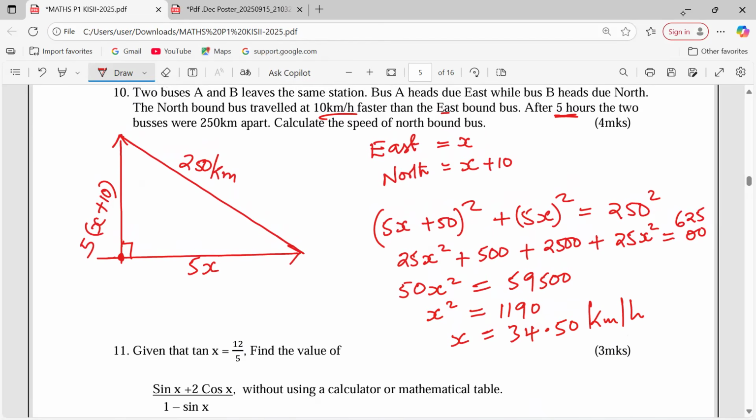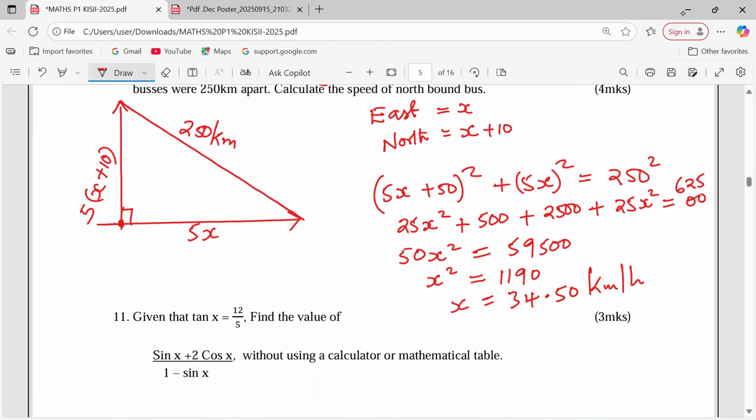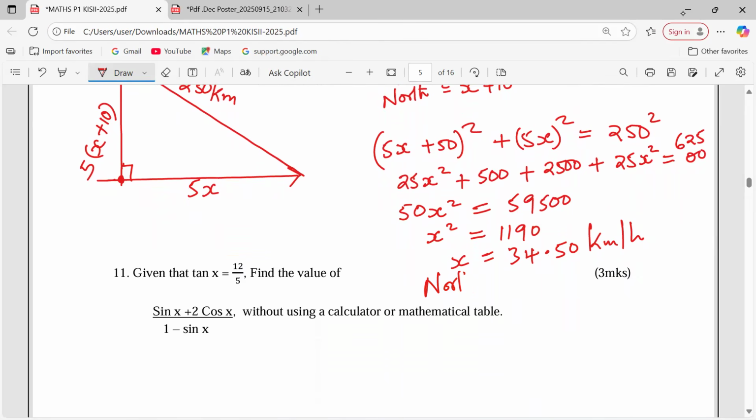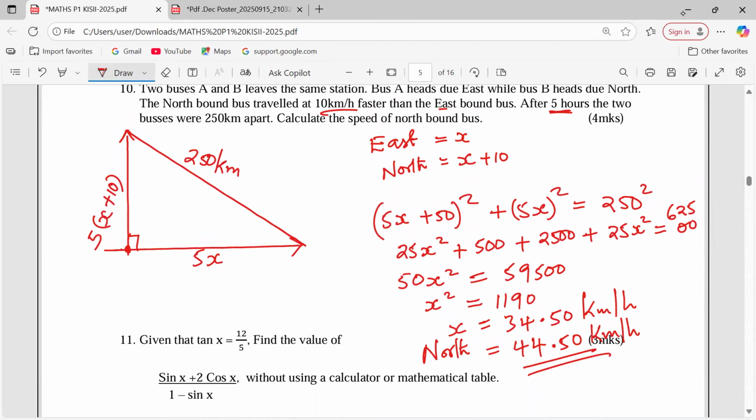So that is it. I hope the brackets were properly opened. The northbound bus now: we note that is the value of x, so the northbound bus will be, when we add 10 here, 44.50 kilometers per hour. Yeah, that way. I just hope we didn't make any mistake in that.